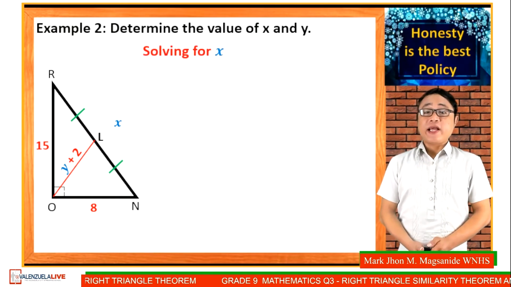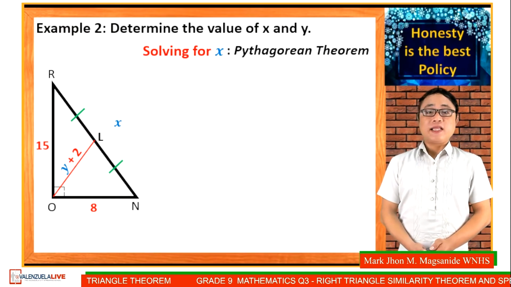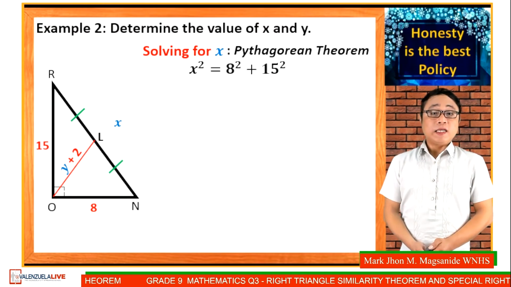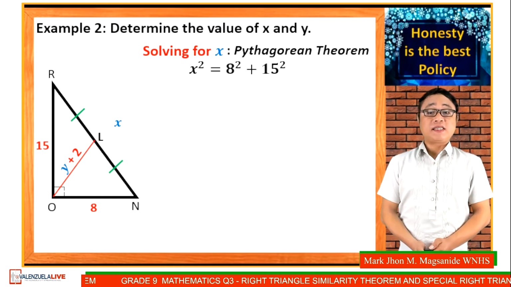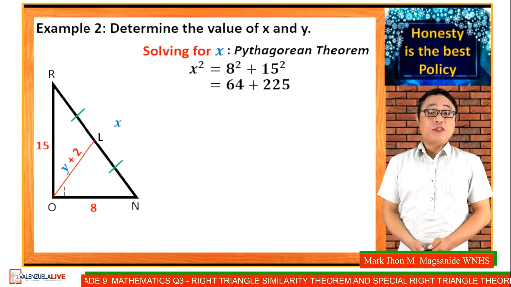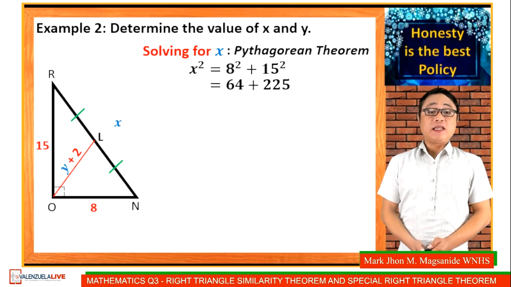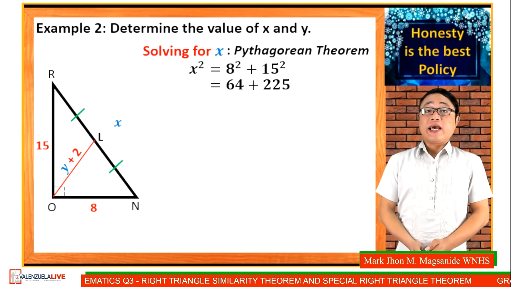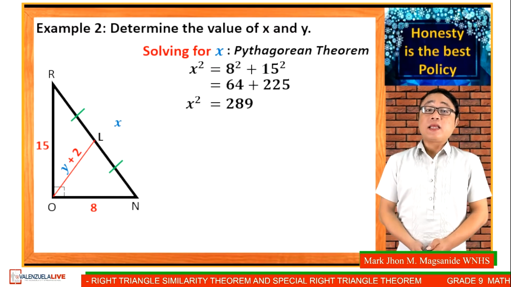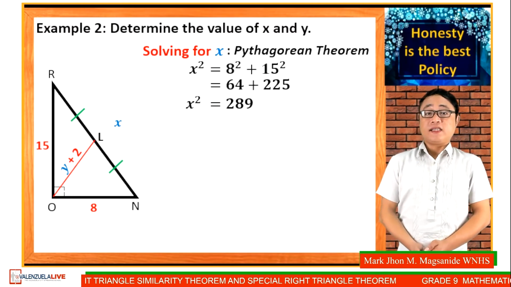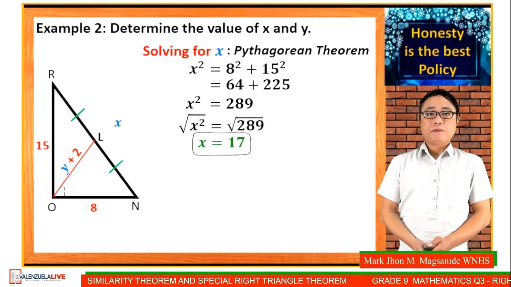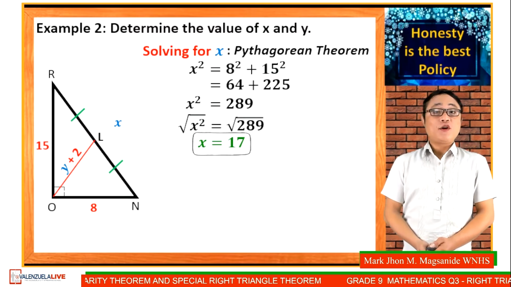Solving now first for x, use the Pythagorean theorem on right triangle RON, and that is x squared is equal to 8 squared plus 15 squared. The square of 8 is equal to 64, and the square of 15 is equal to 225. Get its sum, we get 289, and then get the positive square root of both sides of the equation, we get x is equal to 17. So we now have the value of the variable x.